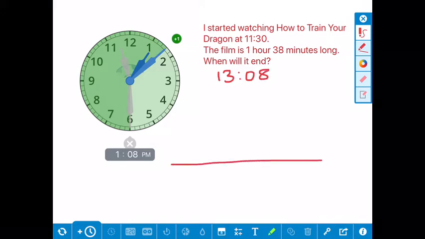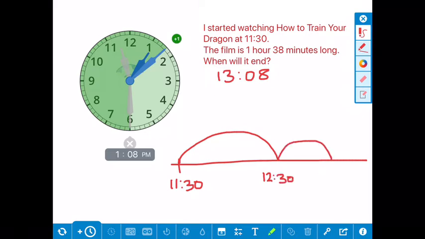Let's use our number line method to check. Let's start at 11:30. And it's 1 hour and 38 minutes. So I could jump 1 hour to 12:30, 30 minutes to 1 p.m. Let's just put those times on the top so I remember what we've done. And then finally, the 8 minutes would take us to 1:08.